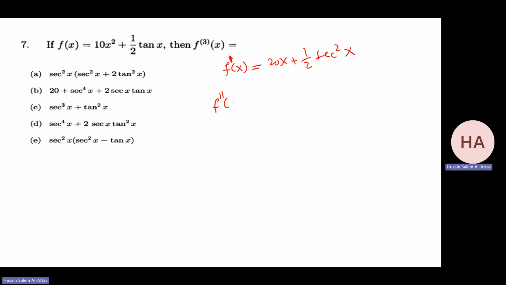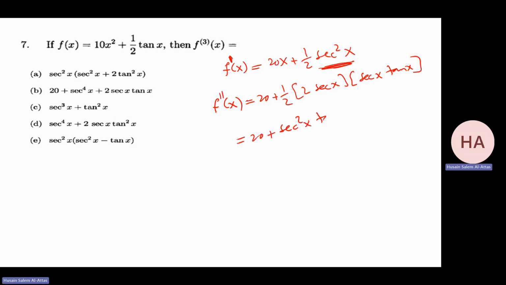Now we need to find the second derivative. I need a chain rule here, but I will do it. Second derivative will be 20 plus half. Now it's something squared. So this is 2 secant x times the derivative of secant x, which is secant tan. So that will be 20 plus secant squared x tan x. This is f double prime.